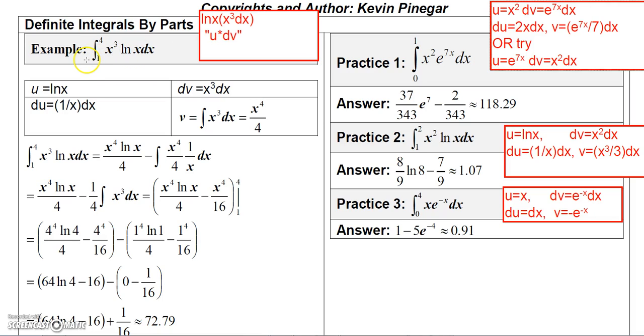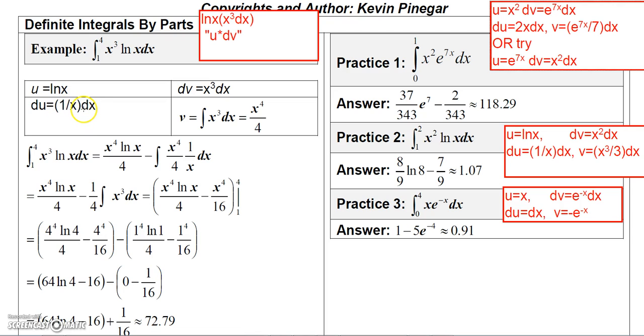Okay, so this one is going to integrate a definite integral here from 1 to 4 of x cubed natural log of x dx. So what I'm going to do here is I'm going to let u be the natural log of x, and then dv is the x cubed times dx. So you can see here I let u equal natural log of x.